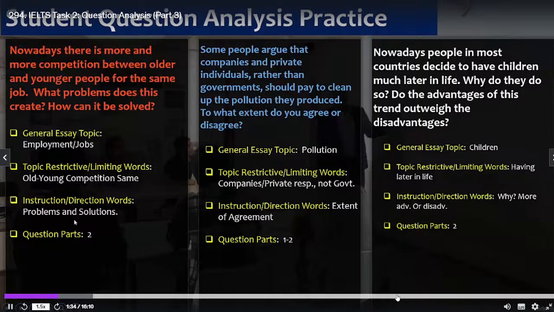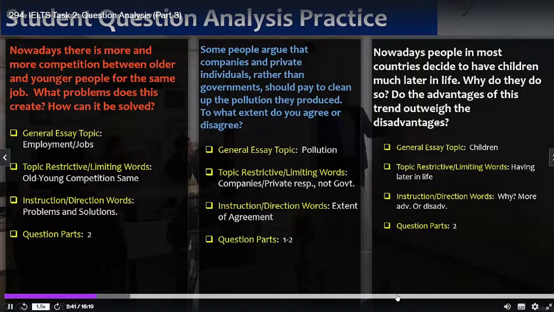You could 100% agree, then you will have 1 part. You could 100% disagree, then you will have 2 parts. Or you can mainly agree and somewhat disagree, right? There are different ways of approaching it. Maybe you will really agree that companies should have more responsibility than governments. And then you may only slightly agree that private individuals should have responsibility rather than governments. To what extent? To what extent?